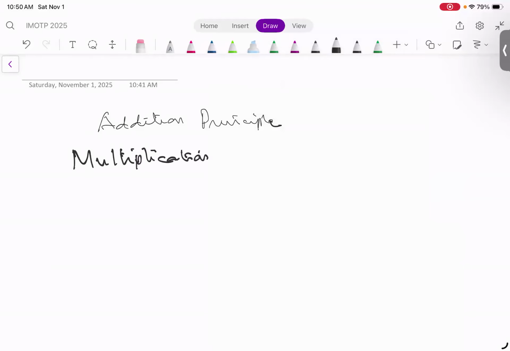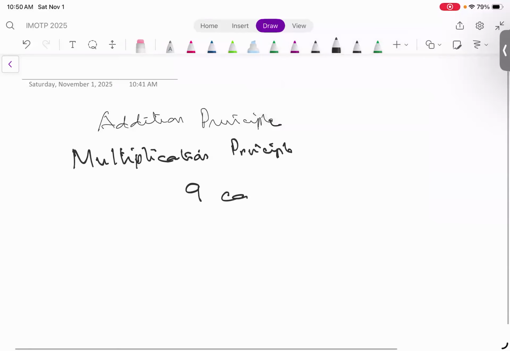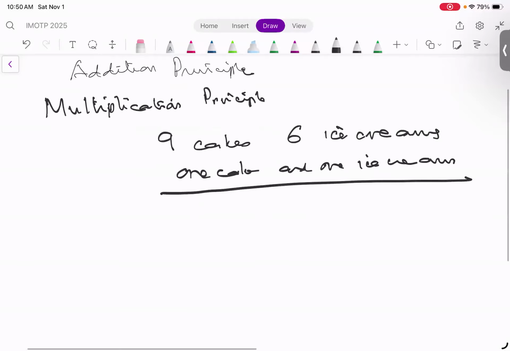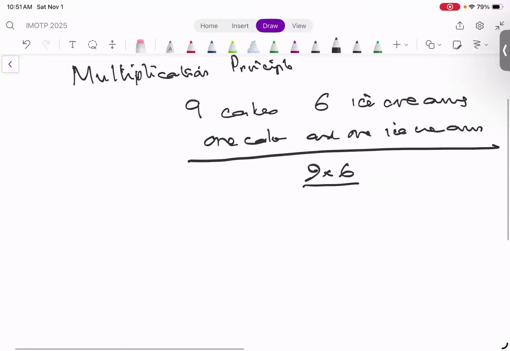So the multiplication principle is, if I have 9 varieties of cakes and then 6 varieties of ice creams, if I had to choose one cake and one ice cream, then the number of choices will be 9 into 6. Okay. This also we saw.